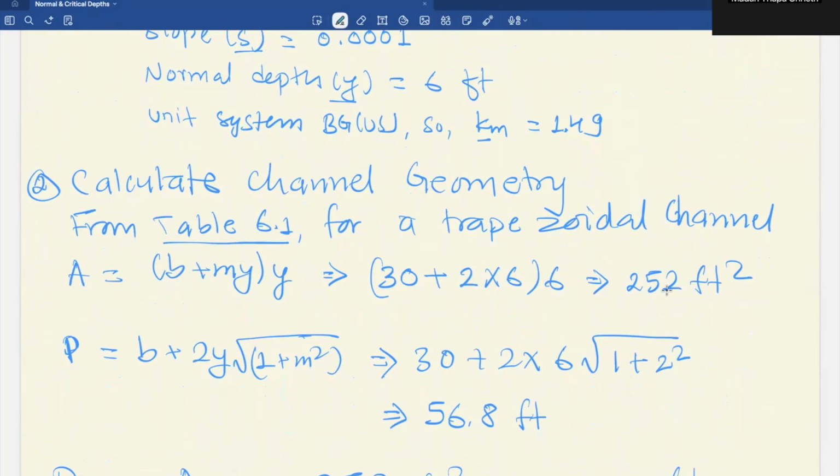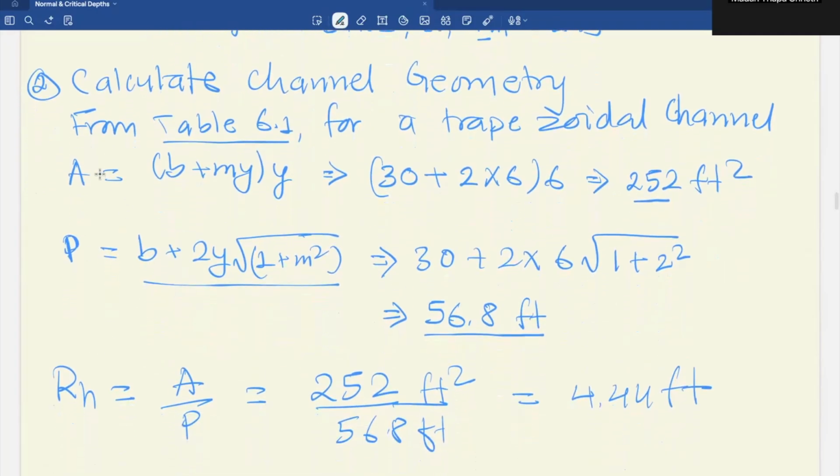So after we compute, we will get 252 feet square, whereas for weighted perimeter, we will be using this formula to get the value for weighted perimeter, which will be equal to 56.8. I will encourage you to double check this calculation. Maybe I may have some error due to calculation.